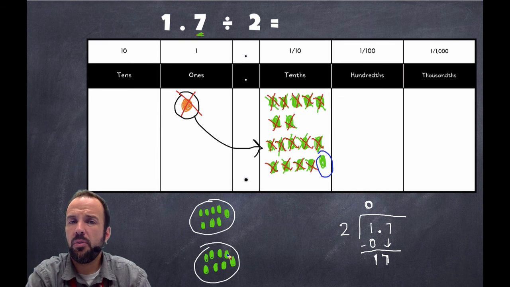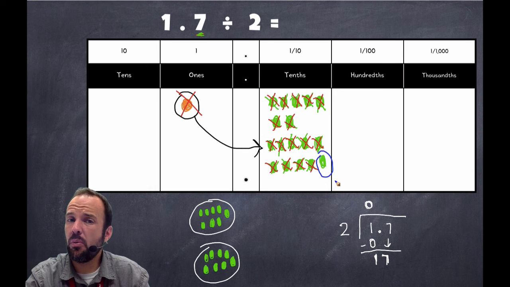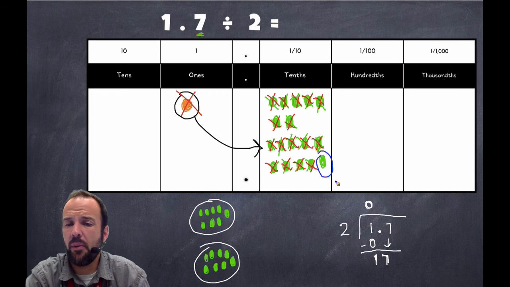So what can I do now to solve this problem? Well, if this was a typical division problem with whole numbers, we could just say that I have a remainder of 1. But what's cool about decimals is that I can actually keep going. I can make this smaller and smaller until hopefully there's no remainder left over at all. We don't want a remainder in our decimals. So let's see how we do that.